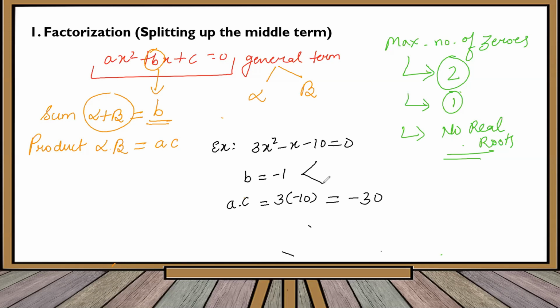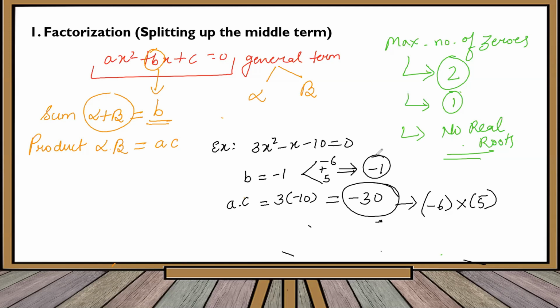So if we look at this, minus 30: 5 sixes are 30, and there is a difference of 1 in that. If I write minus 6 into 5, I'm going to get minus 30 over here. And again, minus 6 plus 5 will give me minus 1. So these are the two numbers. How will we go forward with this?